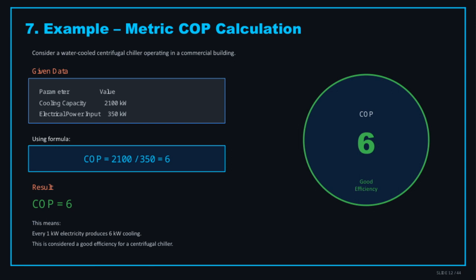We calculate this by dividing the cooling capacity, 2100 kilowatts, by the electrical power input, which is 350 kilowatts. A COP of 6 is considered quite efficient for this type of system in a commercial building.